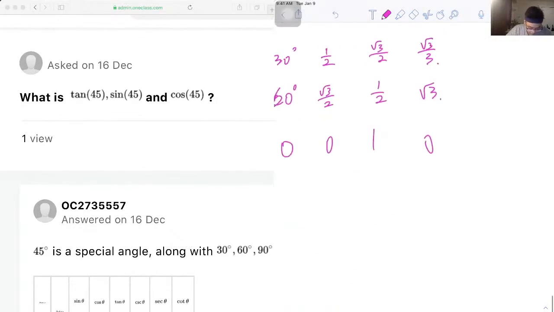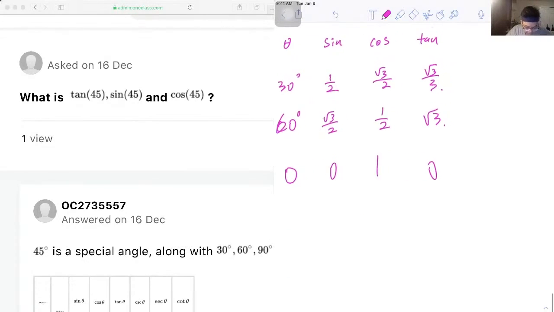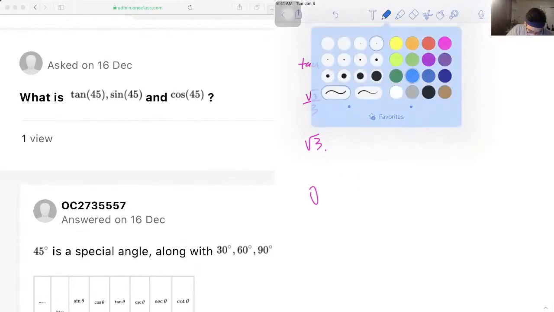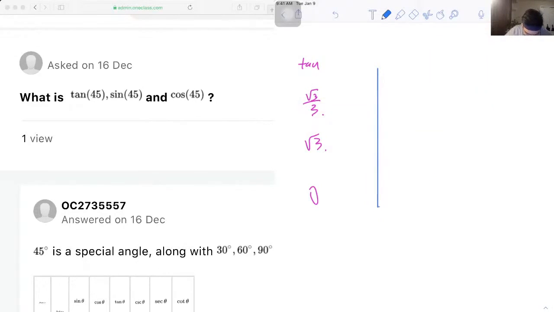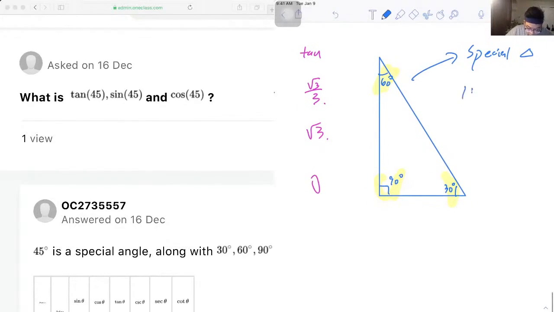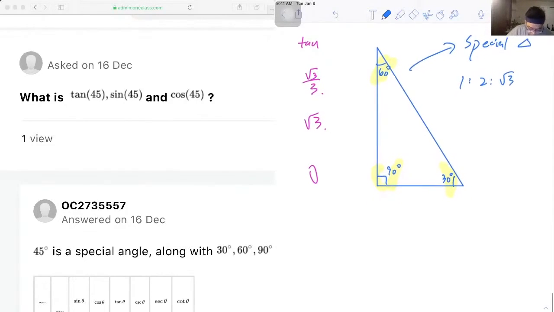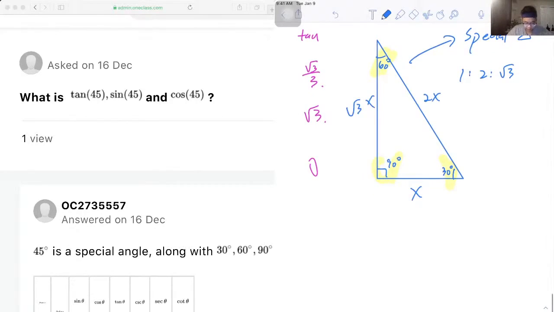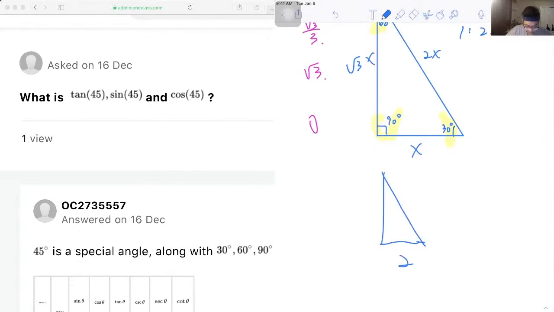Oh, and also, if you don't remember what these values are, you can always construct a special triangle by yourself, where the 60, 90, 30 special angle looks like this. Okay, so 30, 60, and 90, and this is a special triangle as well, since its sides follow 1, 2, and root 3. So say that's 2x, then the short leg will be x, and the long leg will be root 3x. For example, if we have 2 for the short leg, that's going to be 4 for the hypotenuse, and 2 root 3 for the longer leg.